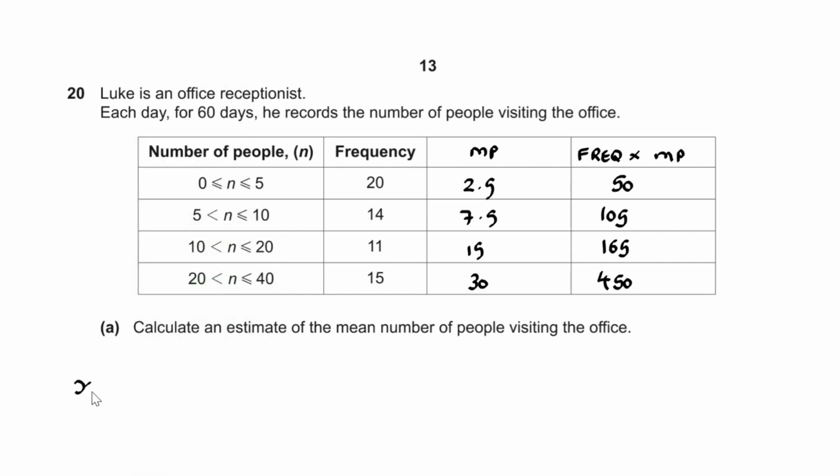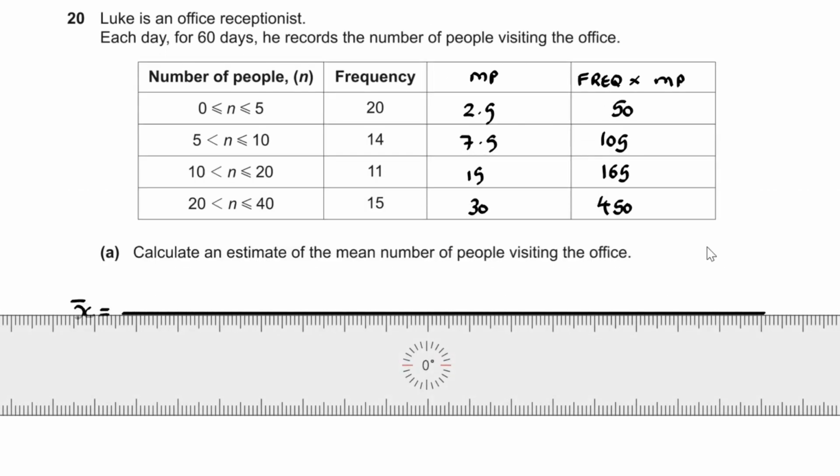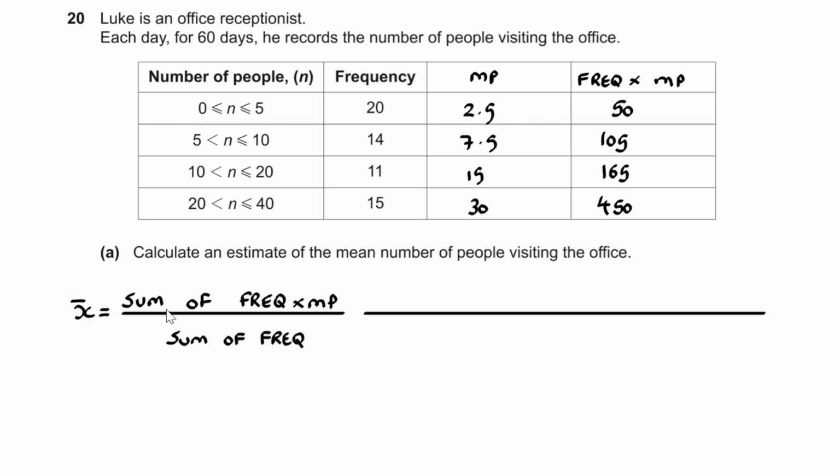So therefore, to work out the mean, the mean is given by the sum of the frequencies times the midpoints divided by the sum of the frequencies. So if we work this out, we've got here 50 plus 105 plus 165 plus 450 divided by the sum of the frequencies, which is 60. We've got 60 people who visit the office.